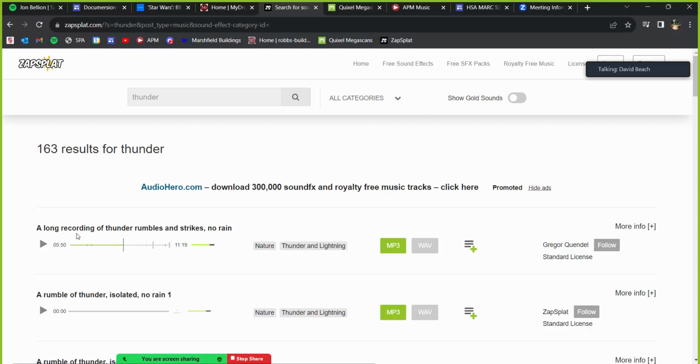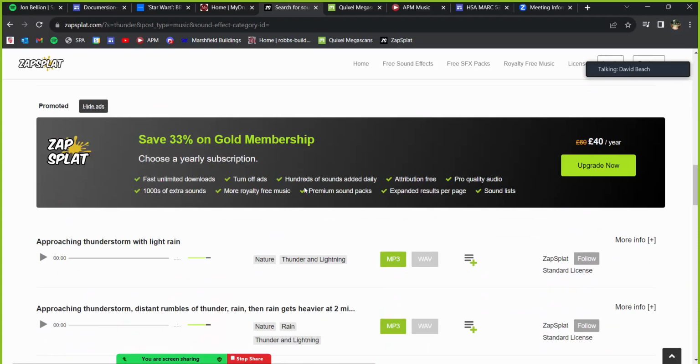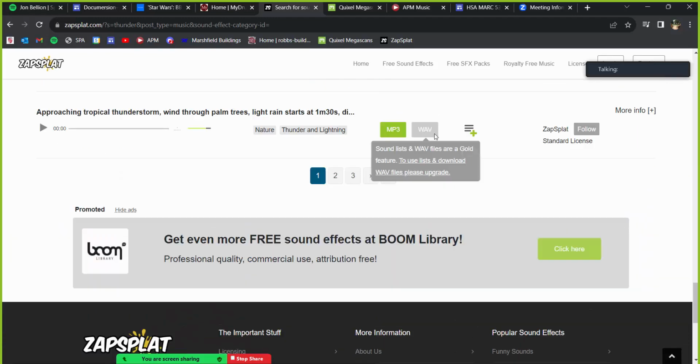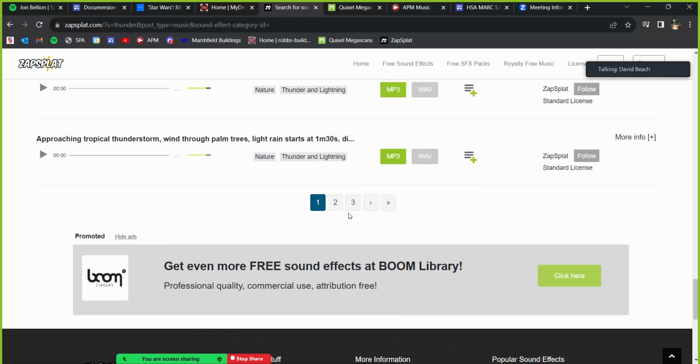And of course, you can use your phone to capture sounds as well. But a lot of times there's not time to do that kind of stuff. Not everything's great on here, but that was a search for thunder, and there are at least 3 pages, 20 per page. So you should be able to find what you're looking for pretty quickly.